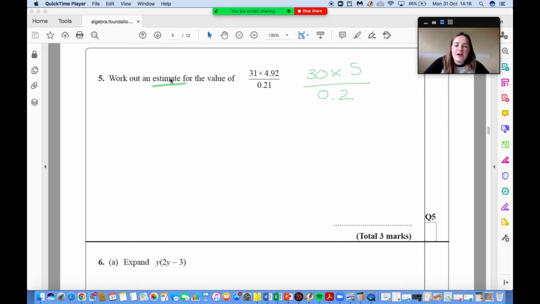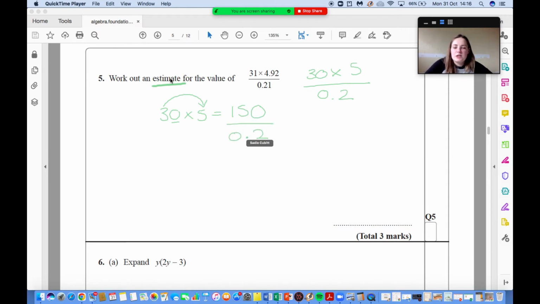So you've got 30 times 5 and then you're going to divide it by 0.2. Okay? So let's do 30 times 5. So 3 times 5 is 15, but because 30 has a 0 in it, it's 150. And then we're going to divide that by 0.2.